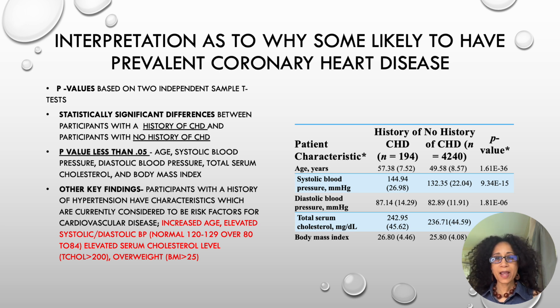The average BMI with a history of coronary heart disease was 26.8. That would be considered overweight, not obese, but we know that obesity is related to coronary heart disease.